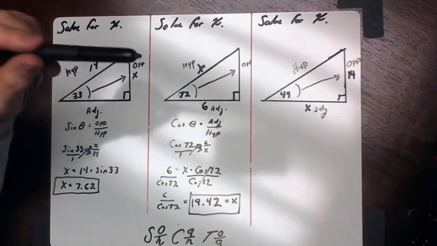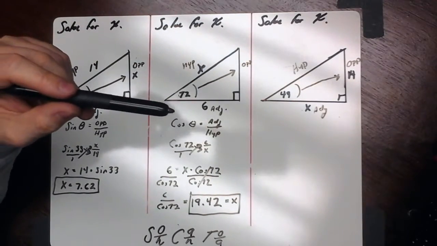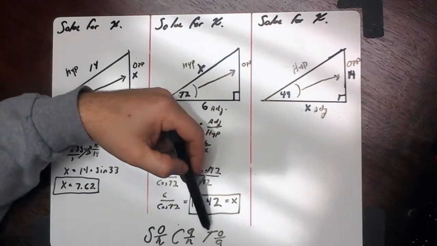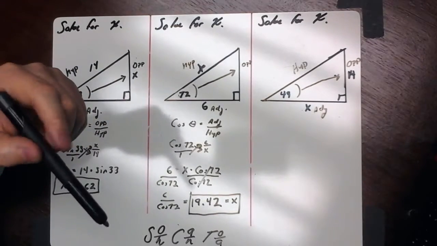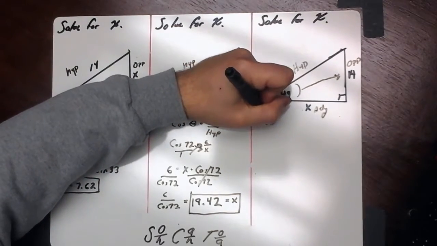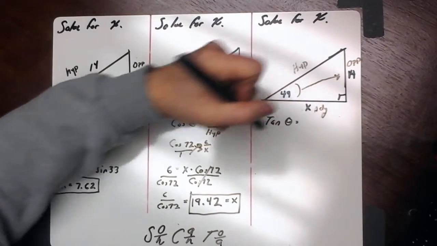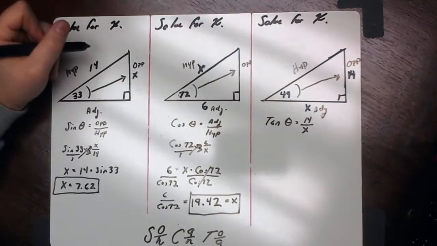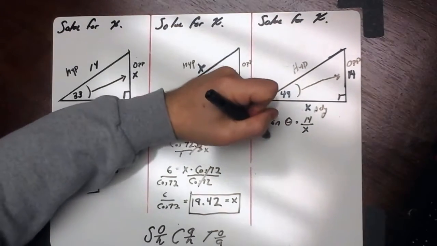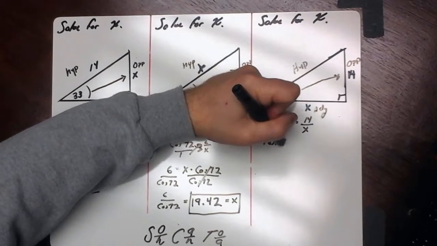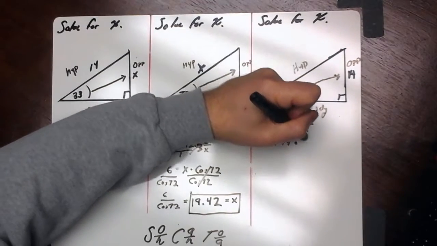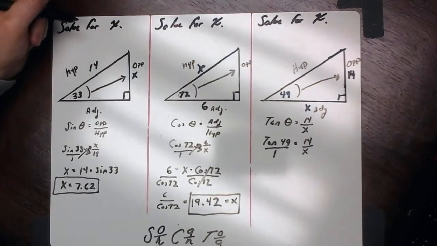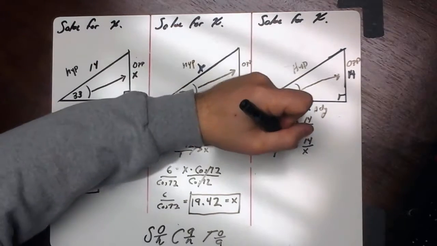Now what I'm going to do is take a look at what they gave me. They gave me the opposite leg, and they want me to find the adjacent. So I'm going to be using opposite and adjacent. I go to SOHCAHTOA, and I notice tangent uses that. So what I'm dealing with is tangent theta, then 14 over x. Now I'm going to plug in tangent 49 equals 14 over x. I'm going to put a 1 into here and cross multiply and solve. Now I like to cross multiply and solve.